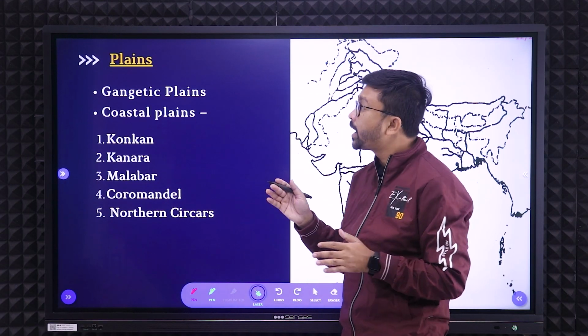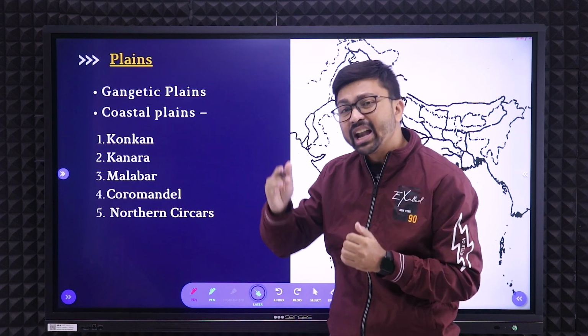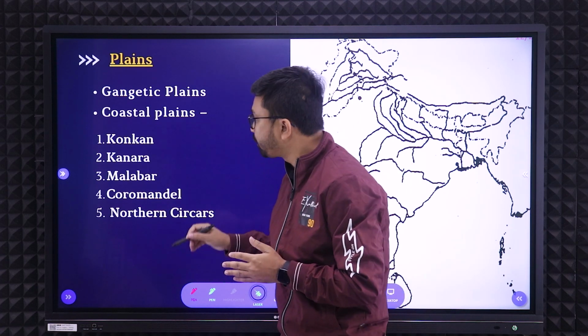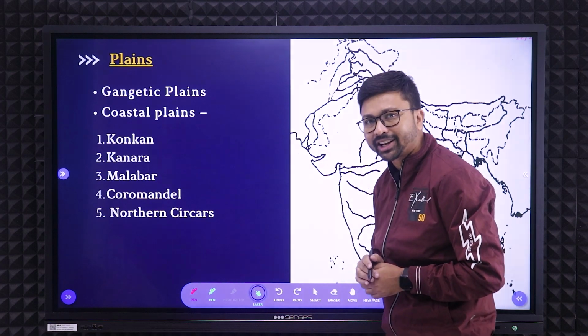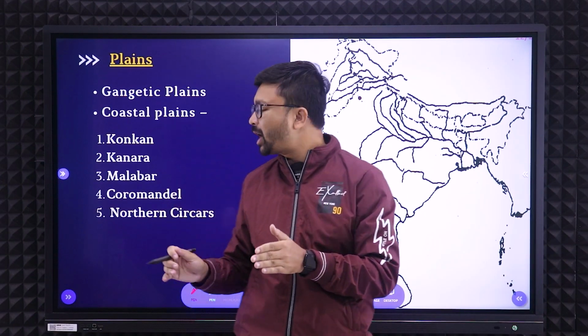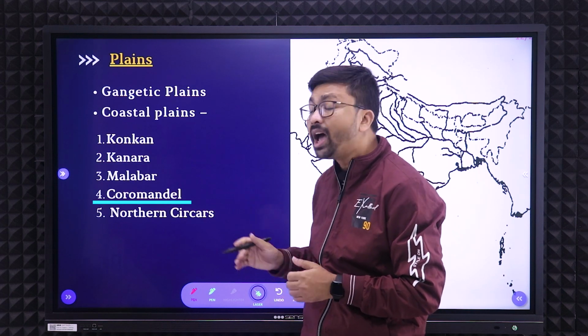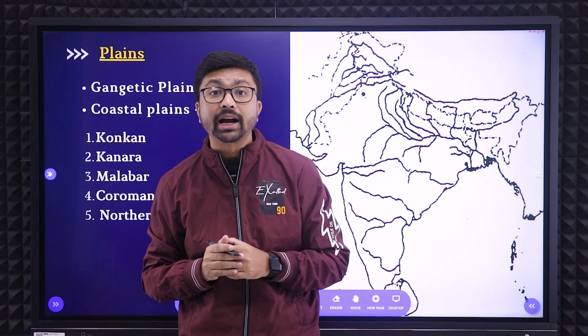Plains are further divided into two groups: the Gangetic plains, meaning the inland plains, and the coastal plains. There are 5 coastal plains: Konkan, Kannada, Malabar, Coromandel and Northern Sarkar. I am going to give you easy tricks to remember where each is located. But before that we will do the easy one, the Gangetic plains.